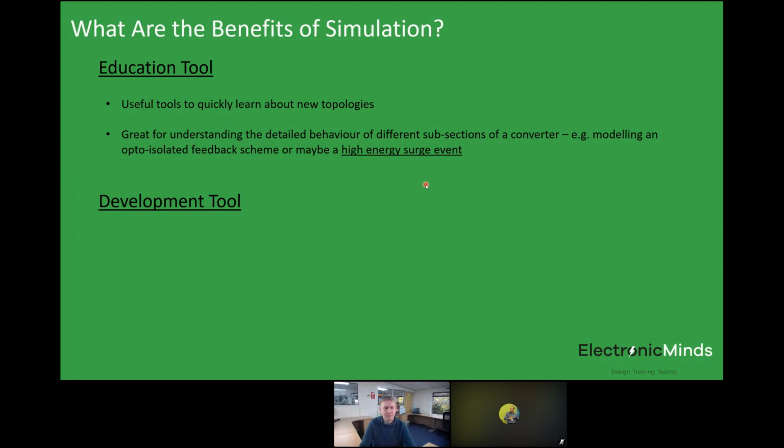In terms of a development tool, simulation, if used correctly, gives you a better chance of your hardware working properly first time. And that's probably one of its main benefits. If used correctly, you're going to save development cost and development time. Ultimately, it reduces the cost of developing power electronic systems if it's used properly.